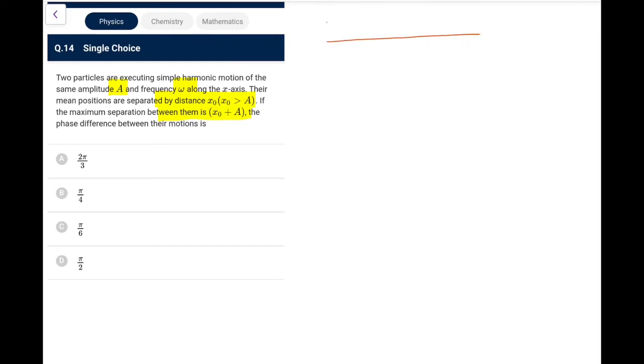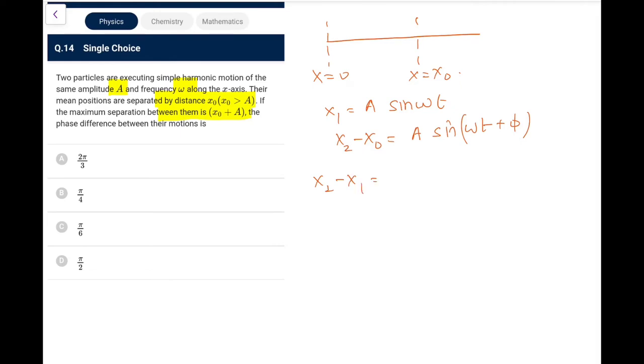How to do this? Let's assume the first one's mean position is x equal to 0. The second one's mean position is x equal to x naught. Now the coordinate x1, let's assume, is equal to a sine omega t. For the second, the displacement is x2 minus x0, with the same amplitude a, so we don't need to write a1 or a2, just write a. Let's assume the phase difference between them to be phi. At any instant, the difference of the positions x2 minus x1 would be x0 plus a sine of omega t plus phi minus sine of omega t. So what do I have? This is x0 plus sin a minus sin b, which you know is equal to 2a cos of (a plus b) by 2, that is omega t plus phi by 2, into sin of phi by 2.